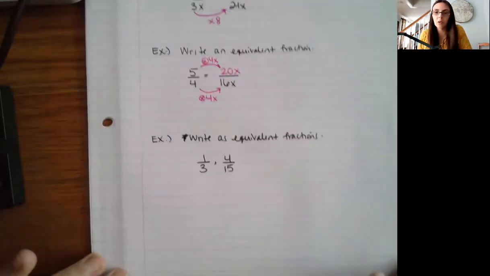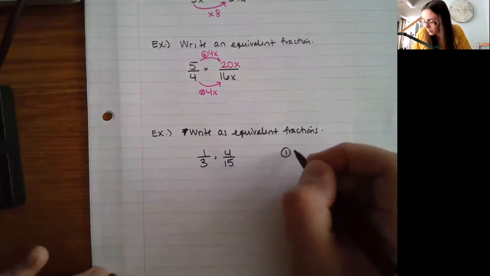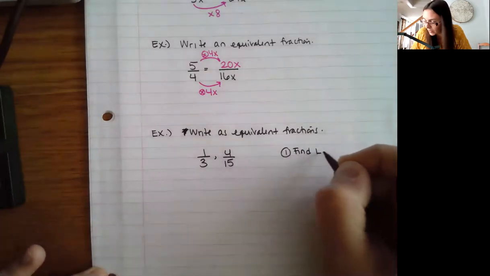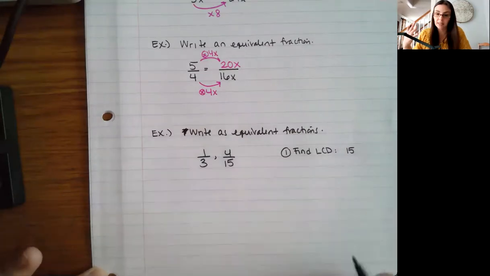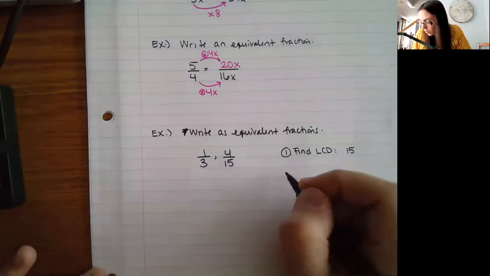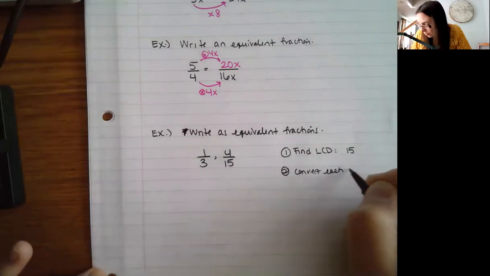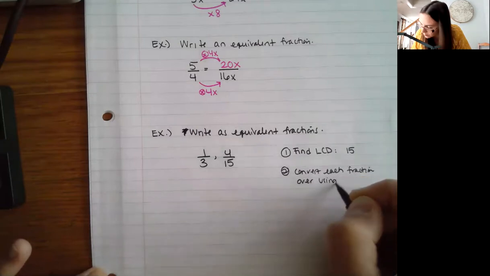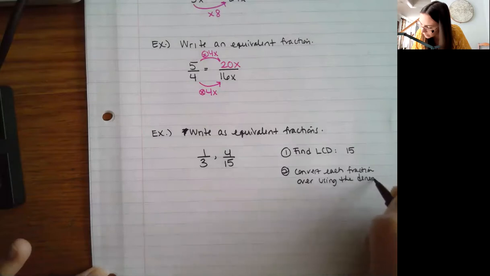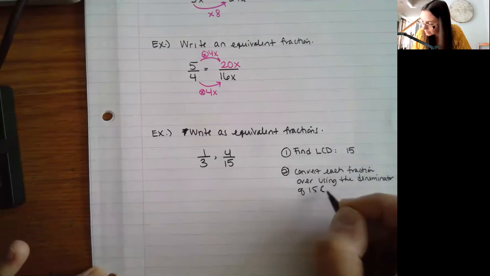So now I'm not giving you which denominator to use. You have to find it yourself. So in something like this, your first step is going to be to find that least common denominator. And we already did it here. So in this case, our LCD was 15 because we already did this example. And then you're going to convert each fraction over using the denominator of 15 in this case. So whatever your LCD is.